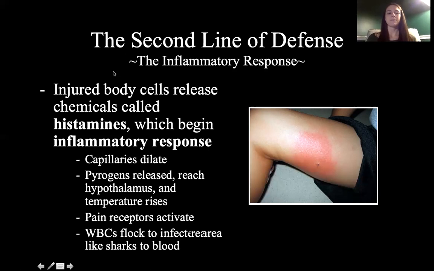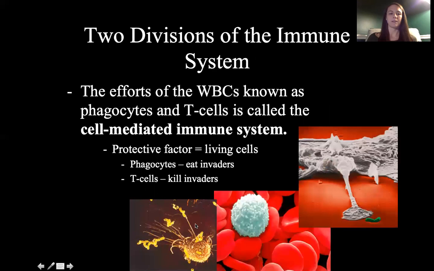You start to sense pain. Your white blood cells flock to the infected area like sharks to blood. So this inflammatory response, inflammation, is actually a bunch of different things happening to cause our body's defenses to rush to the area to slow the invasion of this foreign particle. So that is the second line of defense. And the second line of defense is usually pretty good at stopping these infections.